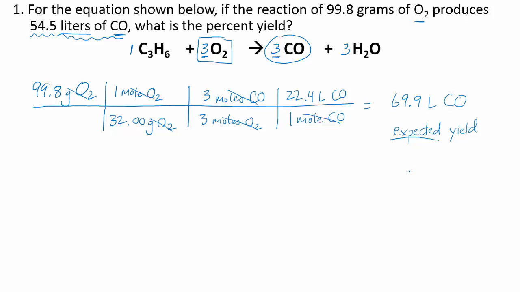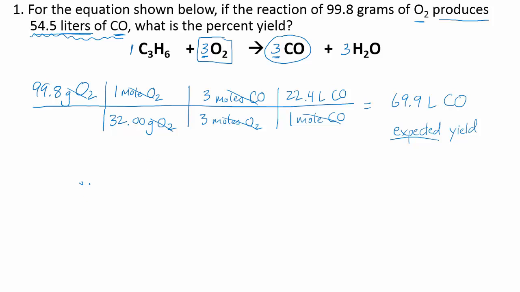But the story problem here says this reaction produces only 54.5 liters of carbon monoxide. You made less than you should have, and that often happens in labs. Sometimes we make more, sometimes we make less, and our job is at least partially to figure out why. What could we do to make it perfect? But right now we want to figure out what our yield is.